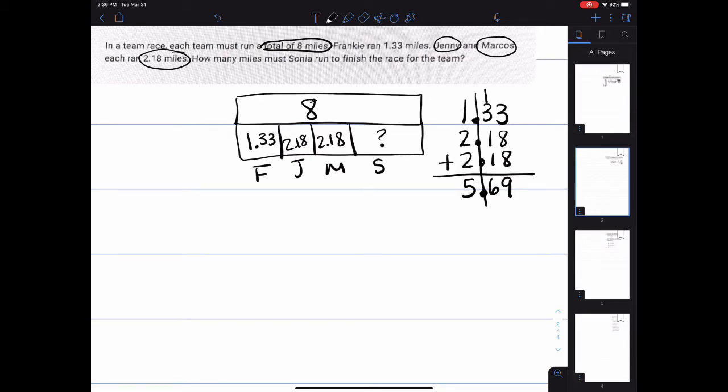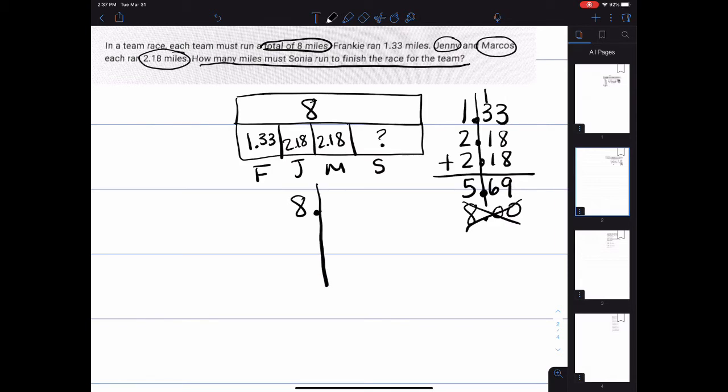But did I answer the question? How many miles must Sarah run to finish the race? No. My total is 8, so now I have to go back and subtract 8 minus 5 and 69 hundredths. Do not put the 8 underneath. It's a bigger number, so it has to go on top. So I'm going to do it to the side. I'm going to put the 8. Now, 8 is a whole number, so it goes in front of the decimal.